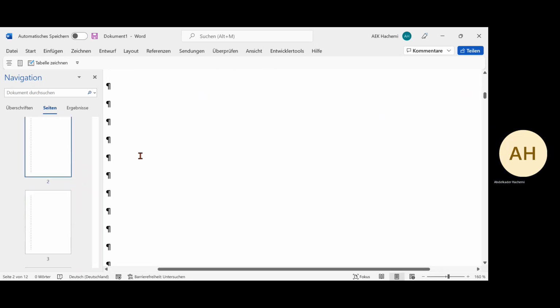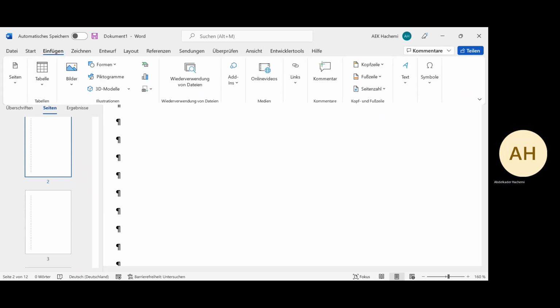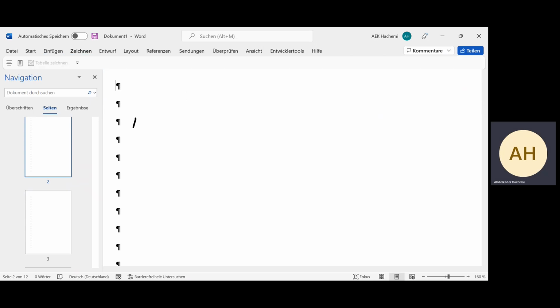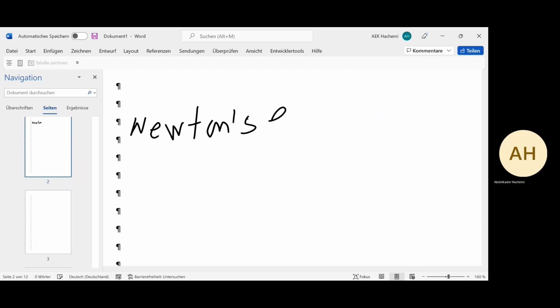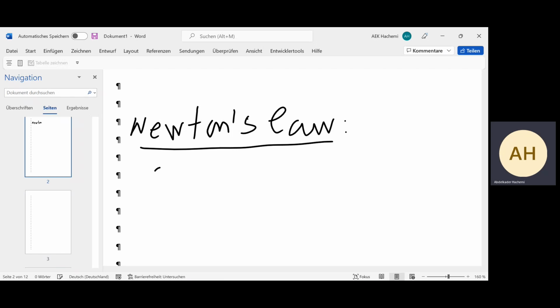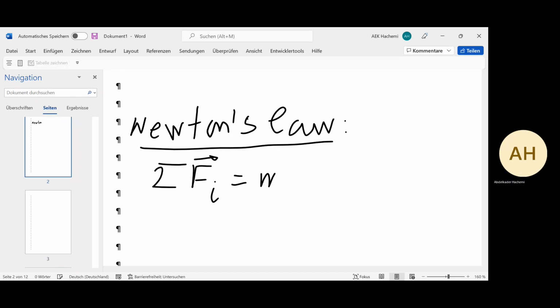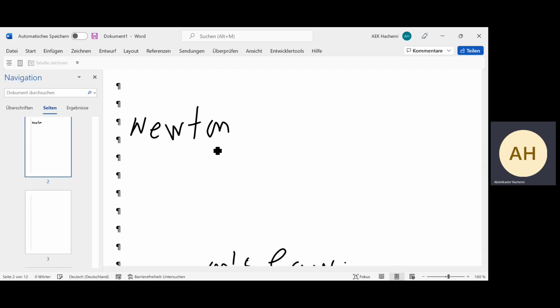In this case, if we write the equations with Newton, we always have the sum of the forces Fi equal to the mass multiplied by the acceleration. In our case, the acceleration is only S dot dot.